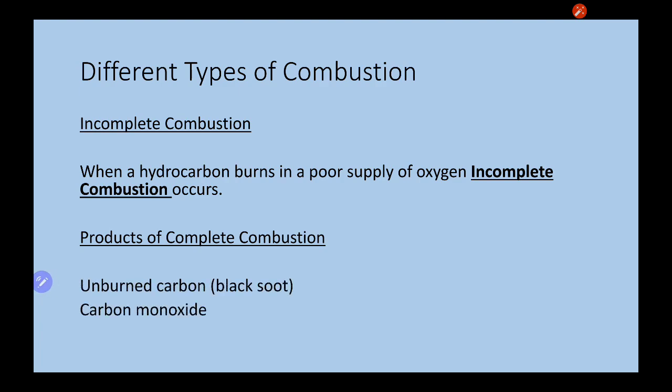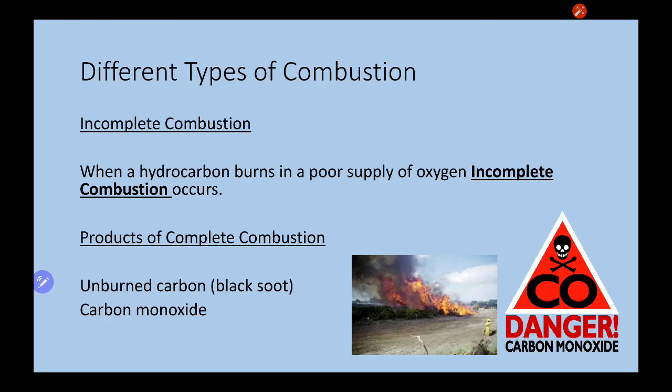And in incomplete combustion, you get two products. You get unburnt carbon, that's black soot, okay? You can see it in that picture there with that fire. That's an example. You can tell that's incomplete combustion because there's an awful lot of black sooty smoke coming off there. That's just your unburnt carbon. Remember, a hydrocarbon contains hydrogen and carbon only. So what's happening is our carbon hasn't got enough oxygen to react with, and so it's just coming off as carbon. And that's really black sooty stuff.